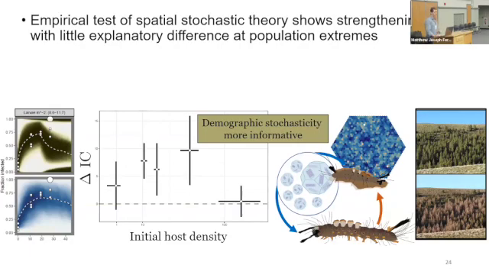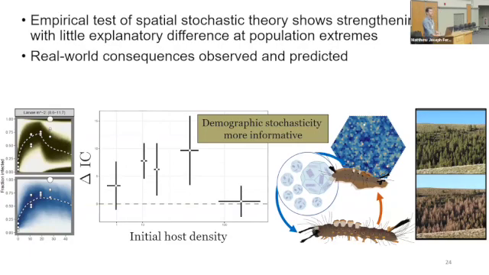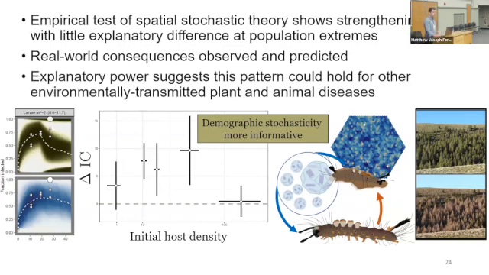So we have this empirical test showing strengthening effects of the explanatory power of demographic stochasticity, with real world consequences observed, and we think that this will have meaningful consequences for future outbreaks of this moth. And also just to reiterate that we need to be careful about how we incorporate stochasticity in our models, be very purposeful about it. And we suggest that this pattern would likely hold for other environmentally transmitted diseases of wildlife.